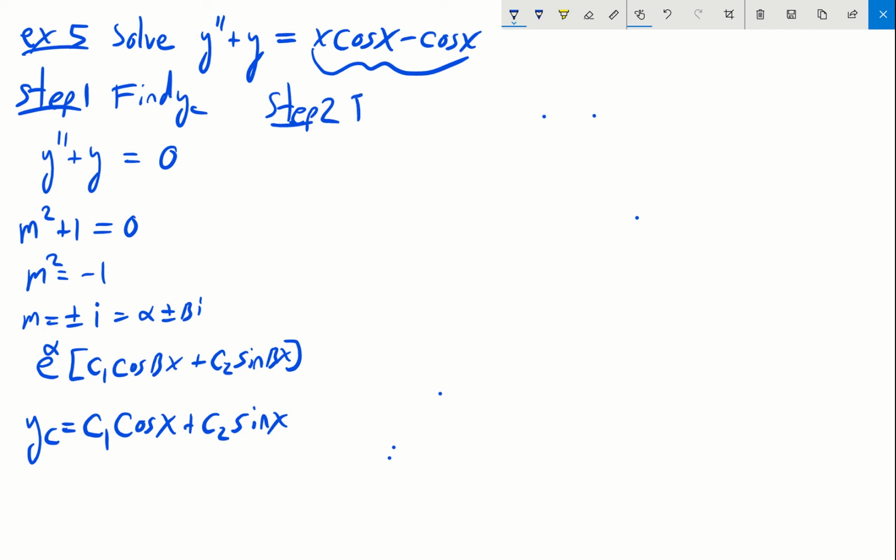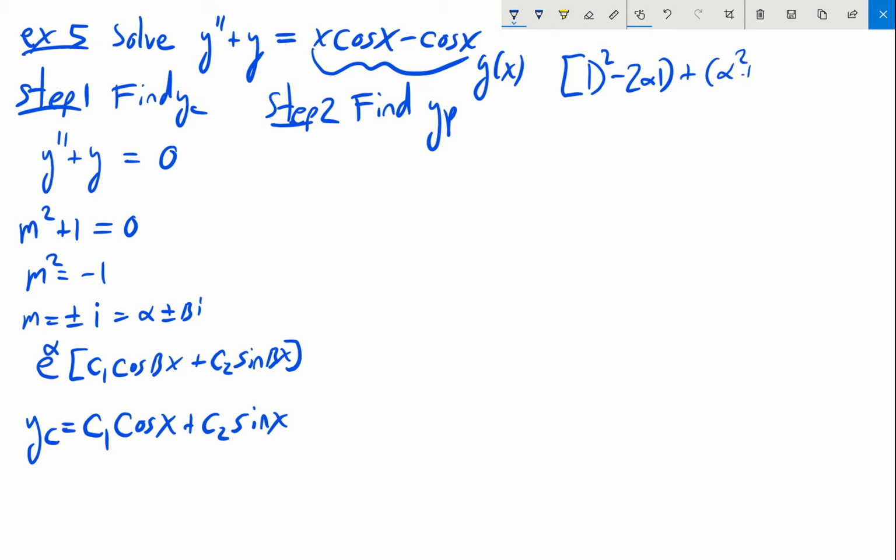So step 2, we're going to find y sub p, the particular solution. So we have x cosine x and minus cosine x. And this is in the notes. This is the image I uploaded in D2L. But the operator is D squared minus 2 alpha D plus alpha squared plus beta squared, whole thing raised to the n power. That will annihilate both of these terms.